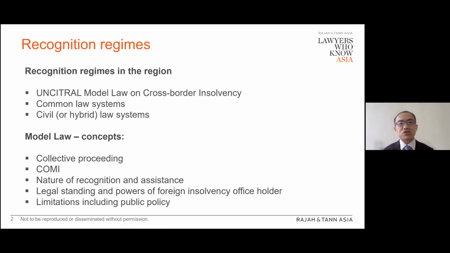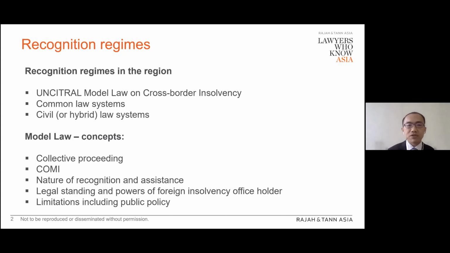In a nutshell, it's got to be either a liquidation, reorganization, judicial management, administration, or scheme process where there's some kind of court supervision of a compromise or proposal for the collective benefit of creditors. There is also the concept of the center of main interest, and Justice Harris and Yuhan also alluded to that just now. And the model law places emphasis on the center of main interest, the COMI, as determining whether a foreign proceeding is a foreign non-main or foreign main proceeding.